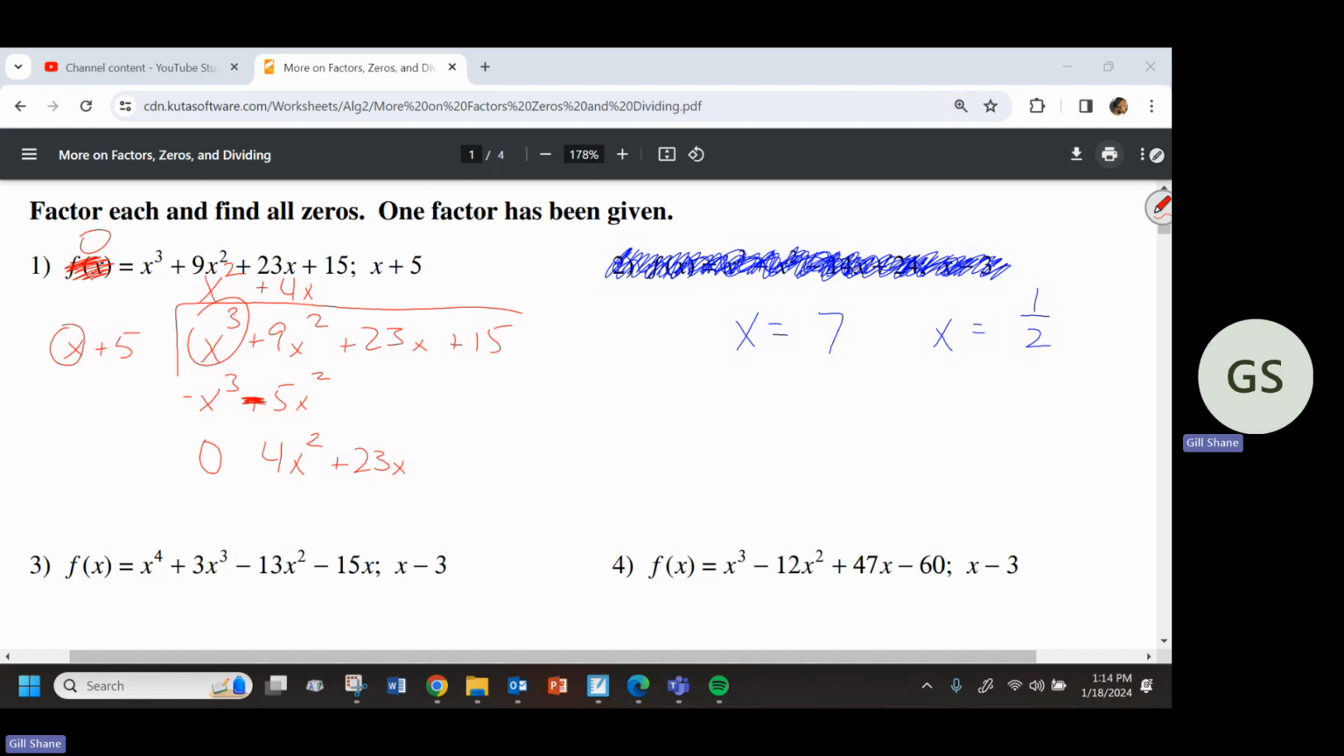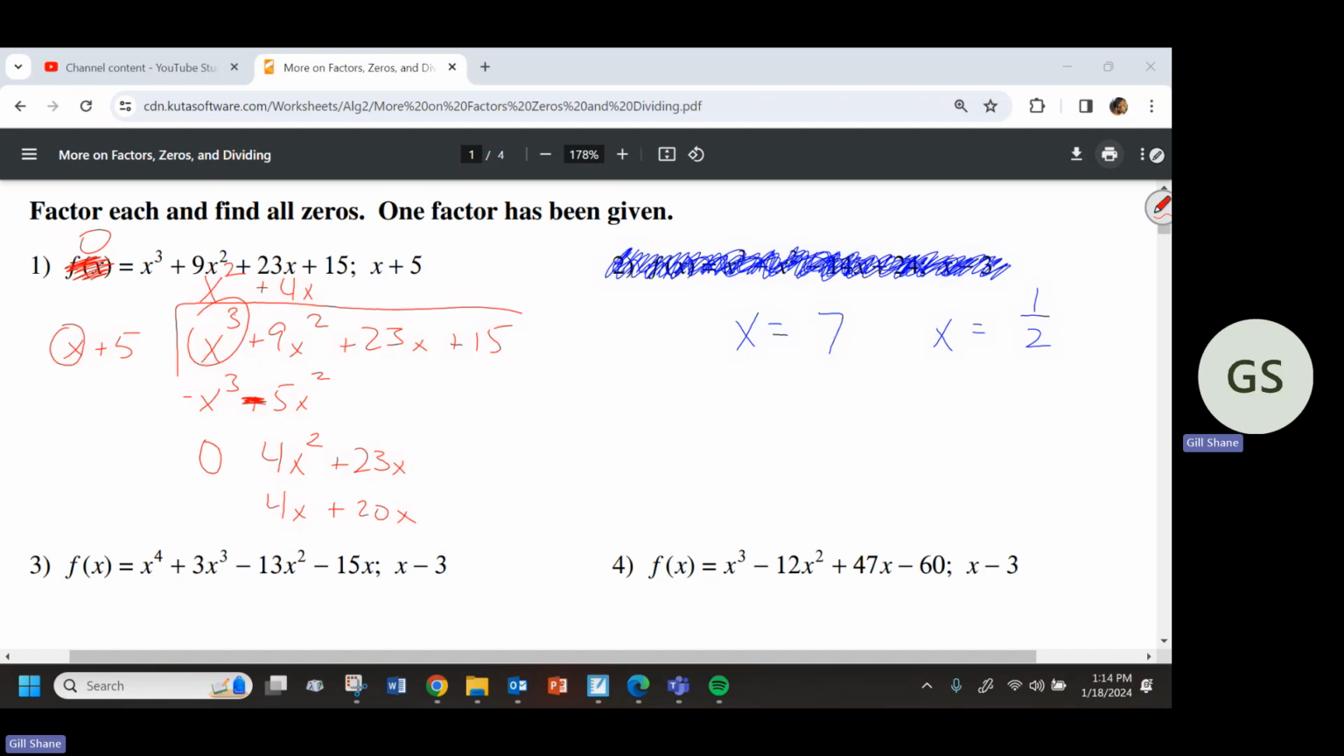4x, right? Don't forget about the x. Again, when you multiply it back out, if you don't get that first term, you know you did something wrong. Shouldn't really mess that part up. 4x times x is 4x squared. 4x times 5 is plus 20x.